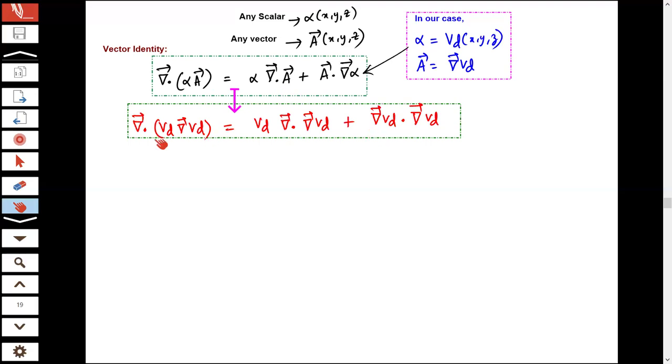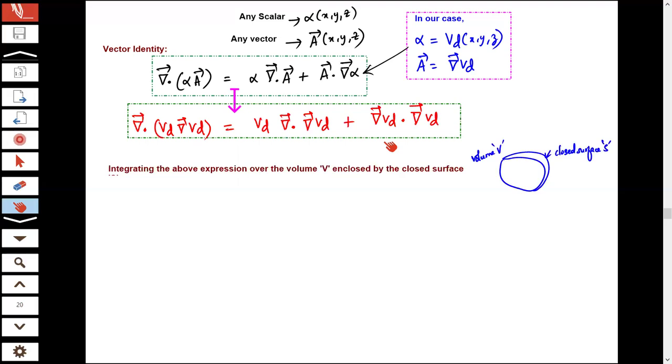And we have to consider this on a definite region for evaluating the electrostatic field problem. We'll consider a volume which is enclosed by this closed surface S, and we will evaluate this vector function over this volume enclosed by this closed surface. So in that case, we have to consider this expression of V difference function and gradient of V difference function. This has to be evaluated over the volume integration.